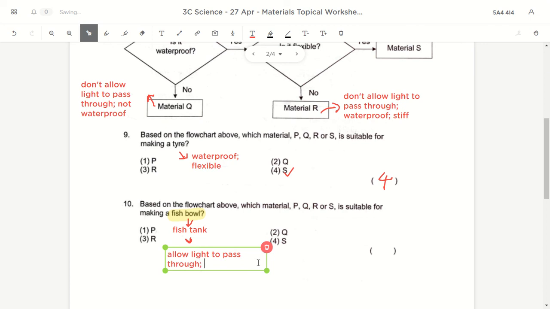It has to be waterproof. It cannot absorb water, right? Because the water is where the fish is living. It can be stiff. It doesn't need to be flexible at all. So first and foremost, the most important thing here is I need light to pass through.